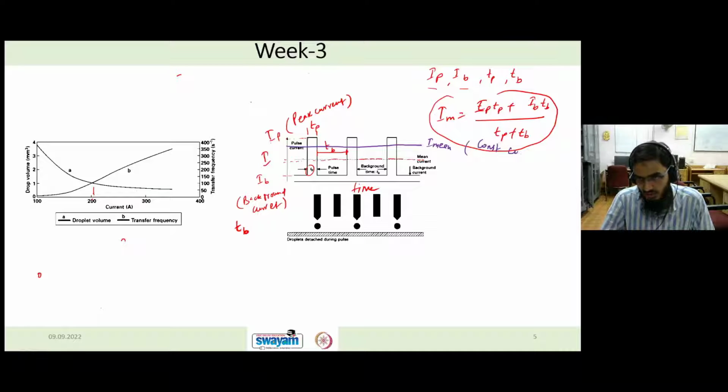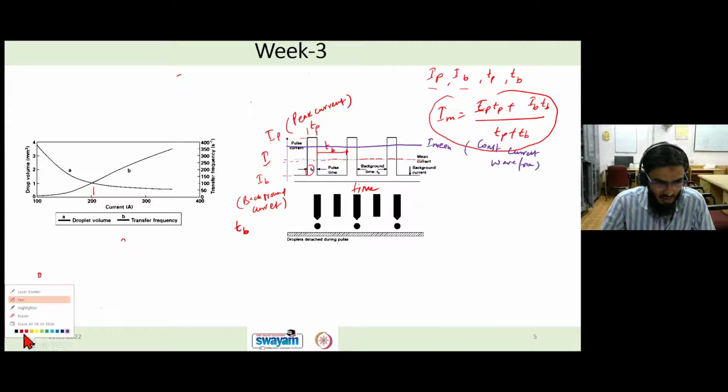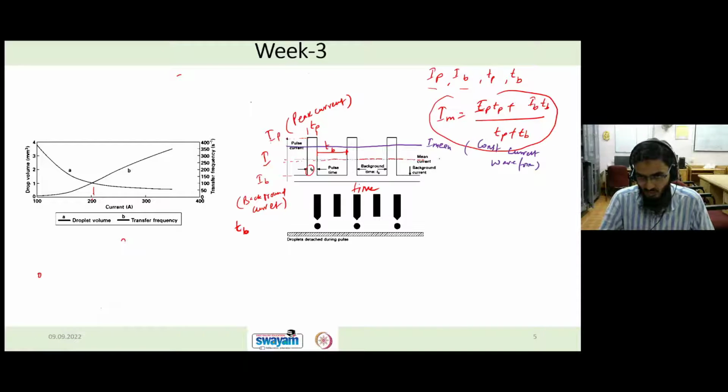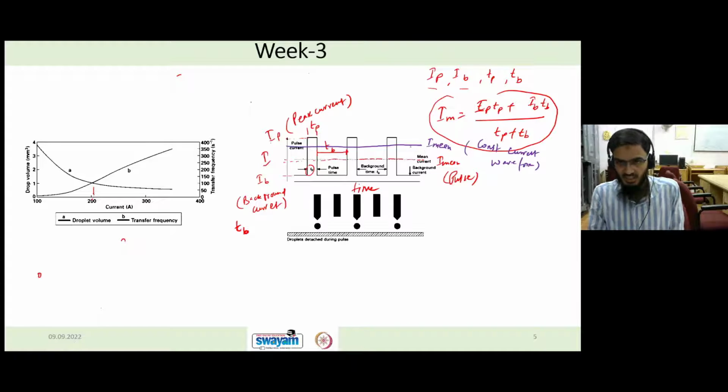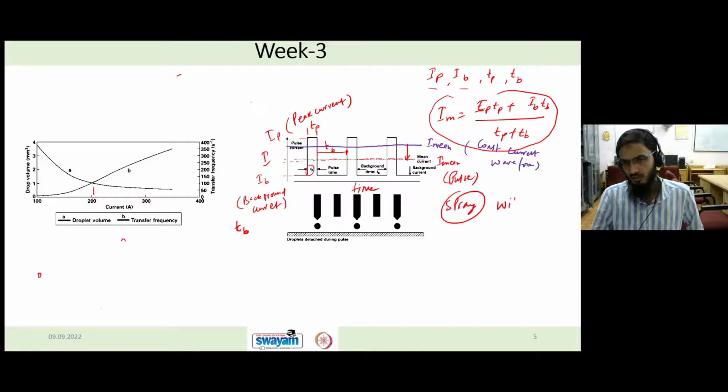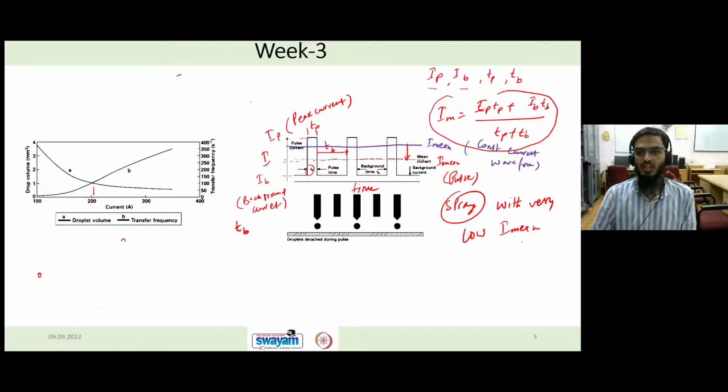So this is the mean current for the conventional or constant current waveform, and this is the mean current, I mean, for our pulse waveform. You can see that just by using such a waveform or pulse, we have got a drastic decrease in the mean current from here to here, with the same result of achieving a spray mode. Here also we are going to achieve a spray mode, but with a very low I mean value compared to the conventional one. So by supplying a low I mean itself, you are getting the spray mode in case of GMAW.